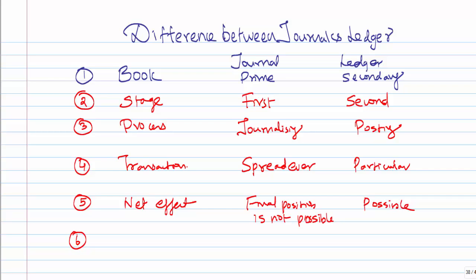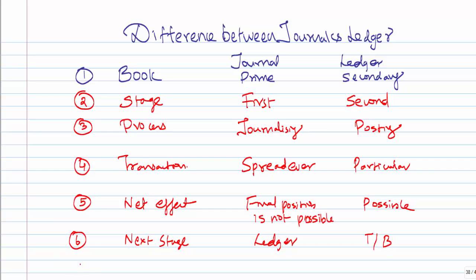The sixth point is the transfer to the next stage. I'll call it as next stage. That is, once you make entries in journal, these entries have to be transferred to ledger. And in ledger, once you make entries, then from ledger you have to prepare what is known as trial balance, and then final accounts have to be prepared.